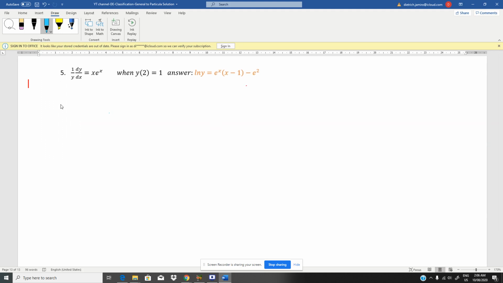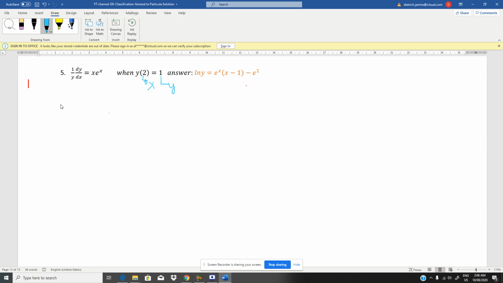Okay. So we are given that 1 over y dy over dx equals x times e raised to x, with initial condition that y of 2 is equal to 1. So first, we will substitute this 1 for x, and this 1 for y, after we integrate our differential equation.